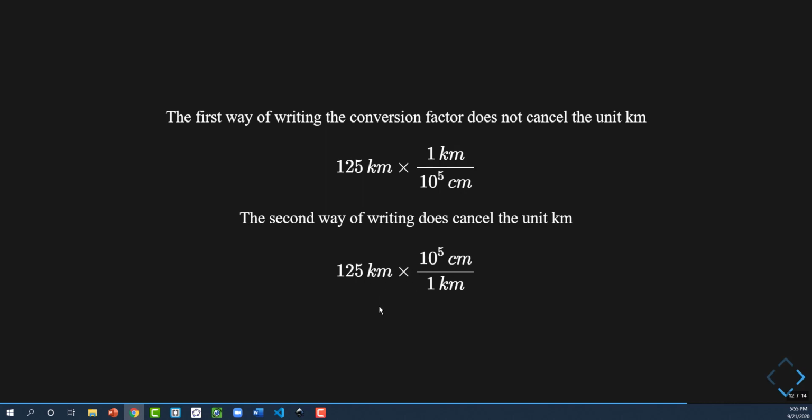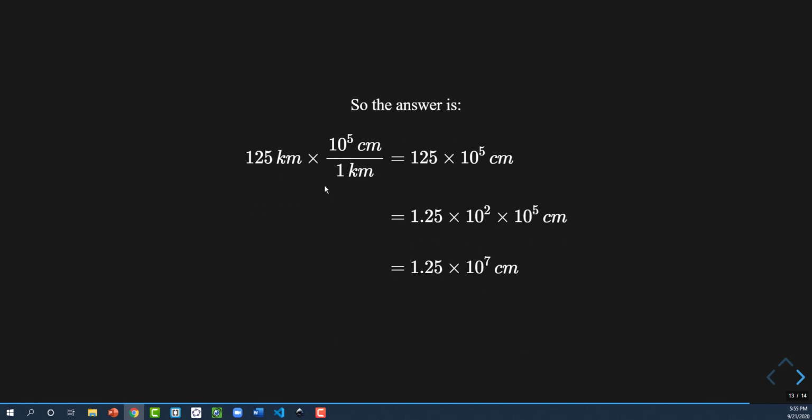So I know intuitively that this has to be correct as well. I'm done. I just kind of cranked the math out. So let's make sure we can do that. I write it 125 times 10 to the fifth. Here I did not divide by 10 to the fifth, so the power of 10 remained positive.